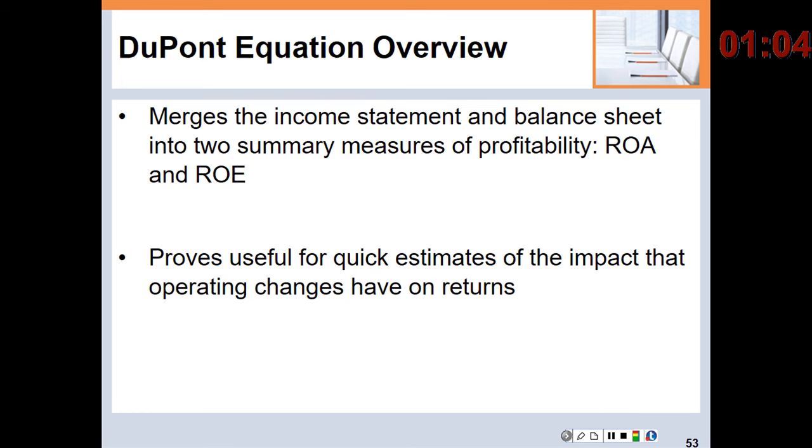Okay, one other item here that I want to point out. You don't have to do any calculations here, but you will see this in your book. It's something called the DuPont equation. What I want you to know are these two items regarding the DuPont equation. One, it merges the income statement and balance sheet into two summary measures of profitability, return on assets and return on equity. And secondly, it proves useful for quick estimates of the impact that operating changes have on returns. For the DuPont equation, that's all you need to know, okay? Just those two statements. And that is basically chapter 3.